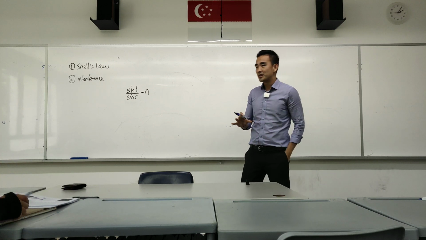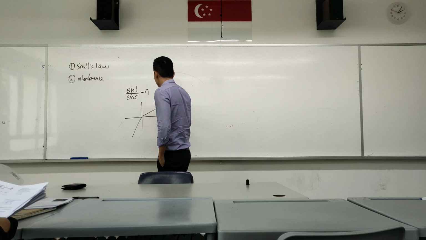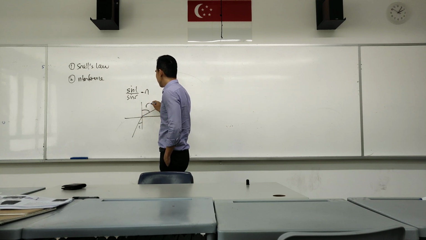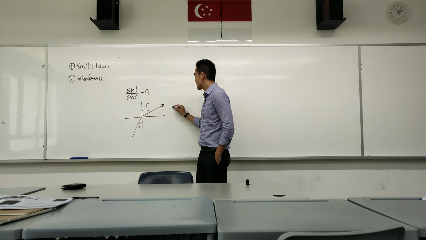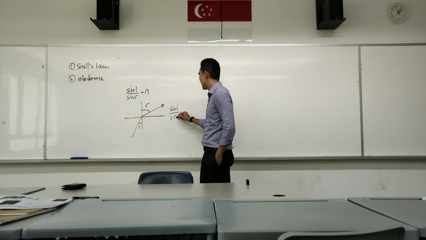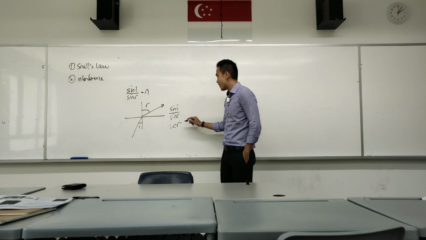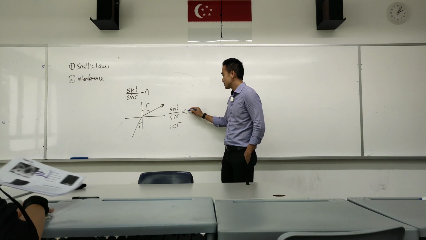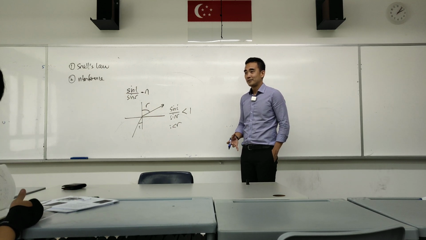But the problem with this is if you were to look at I send a light from here to here. Now, if I call this incident and this is refracted, there is an issue over here, which means that if you take sine I over sine R, in this case, your I is actually lesser than your R, which means that this will be lesser than 1, which cannot be. So there is a problem over here.